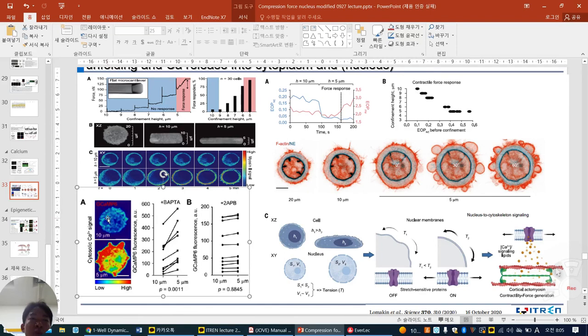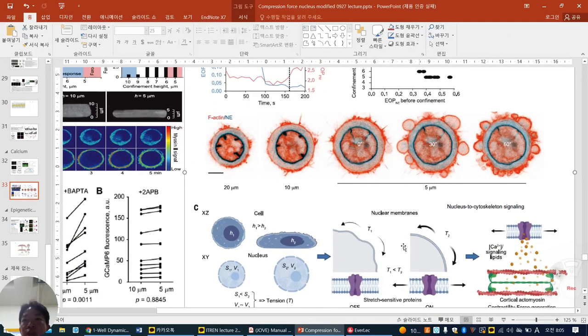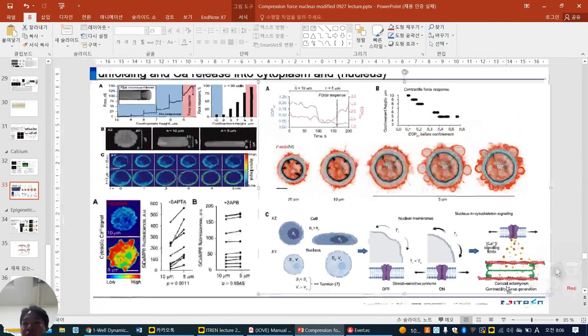So as I said before, while they compress, calcium was enhanced. And then here, they propose this: the nucleus membrane is stretched because the folded membrane is stretched. While it's stretched, this nuclear membrane also has piezo receptor, piezo ion channel. So from this piezo ion channel, calcium is released to the cytoplasm, and then actomyosin contractility in the cytoplasm is enhanced. So they show this concept.